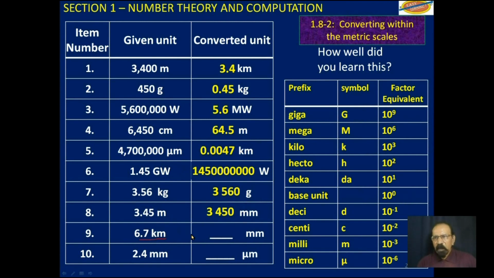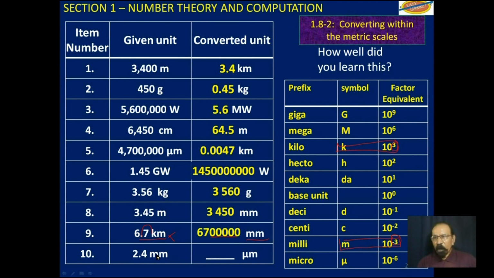Next, 6.7 kilometers to millimeters. Now we are going from kilometers, which is here, to millimeters, which is down here. Our factor difference, of course, the index would be 3 minus this negative 3, which will give us 10 to the 6th. So we are going to multiply this number here by 10 to the 6th. We need to move this point 6 places to the right. That 7 will take one of the 6 places, and you add 5 zeros. So 6, 7 with 5 zeros.